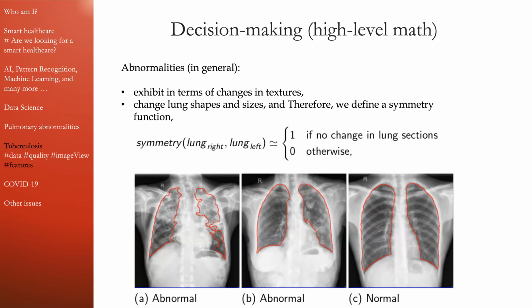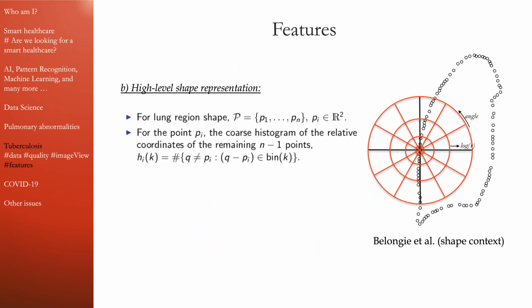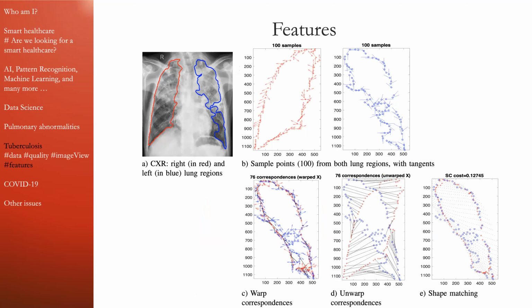Otherwise, in the other two cases, the first one and the second one, they never get close to one in terms of symmetry. This is a high level understanding. How am I going to do that? Shape features, high level shape features, basically shape context, which everybody knows in computer vision. How am I going to match all these things?